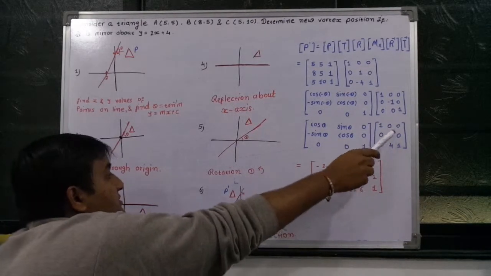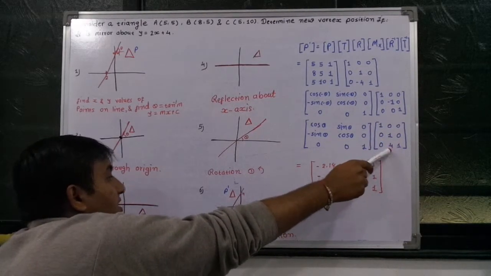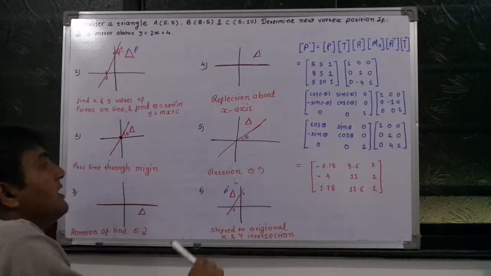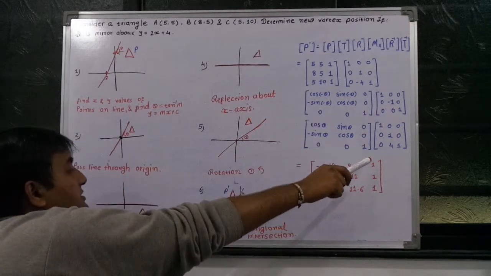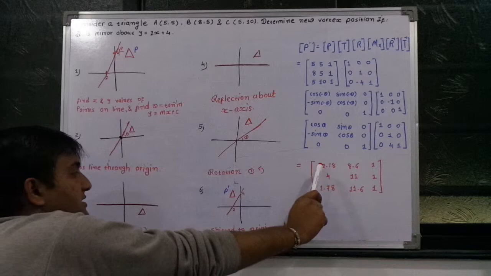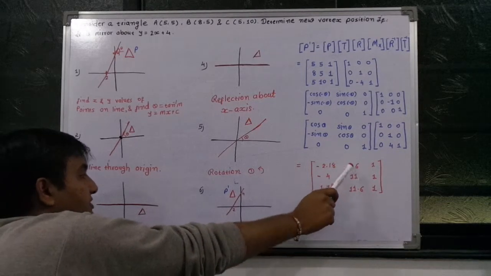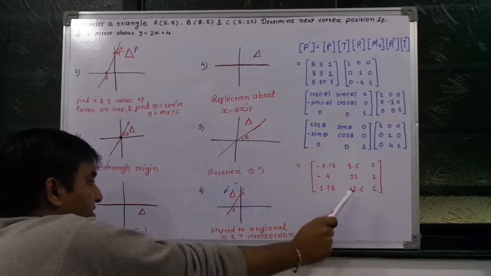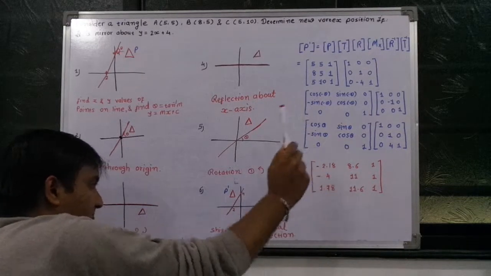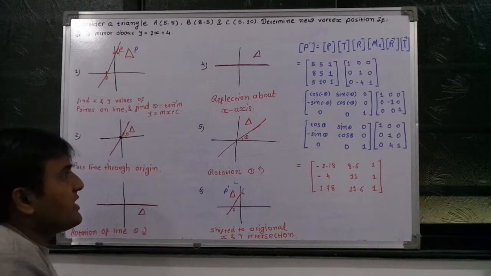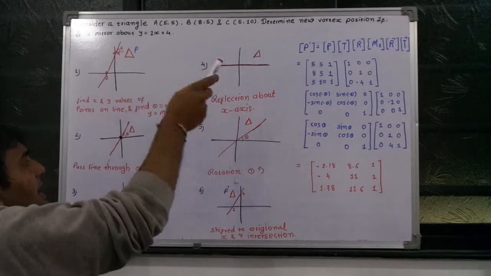So 1, 0, 0, 0, 1, 0, the tx value is 0, the ty value is 4, and 1. After multiplying these matrices, you will get this answer: minus 2.18, 8.6, minus 4, 11, 1.78, 11.6, 1, 1, 1. So that's it. This is the reflection about any line.